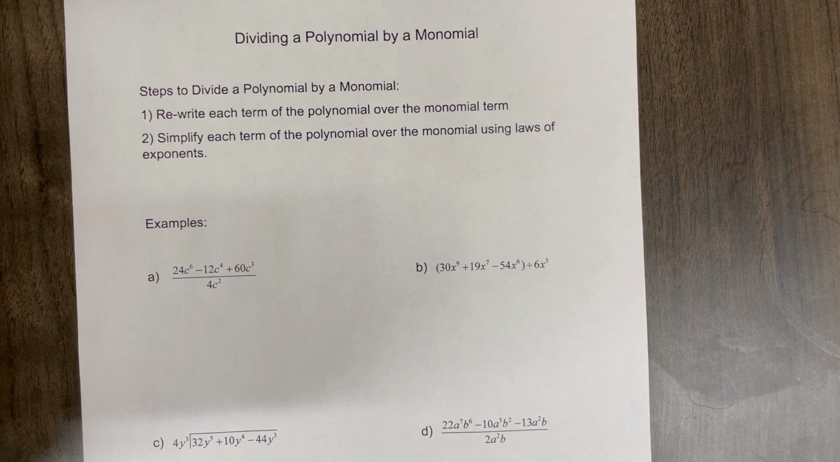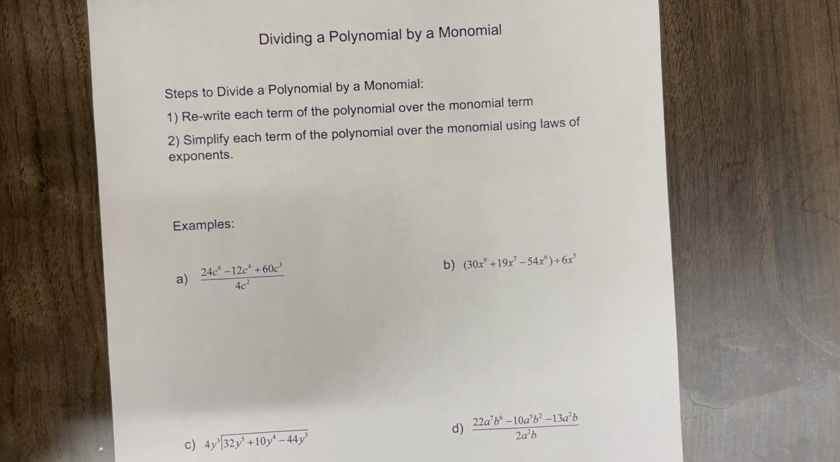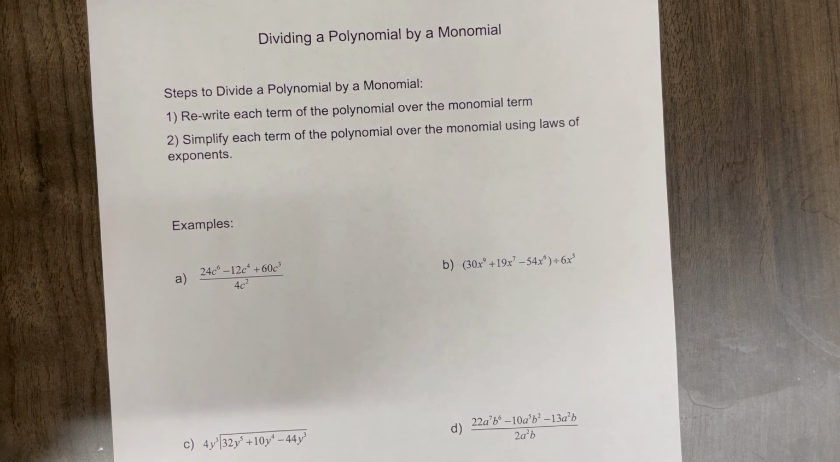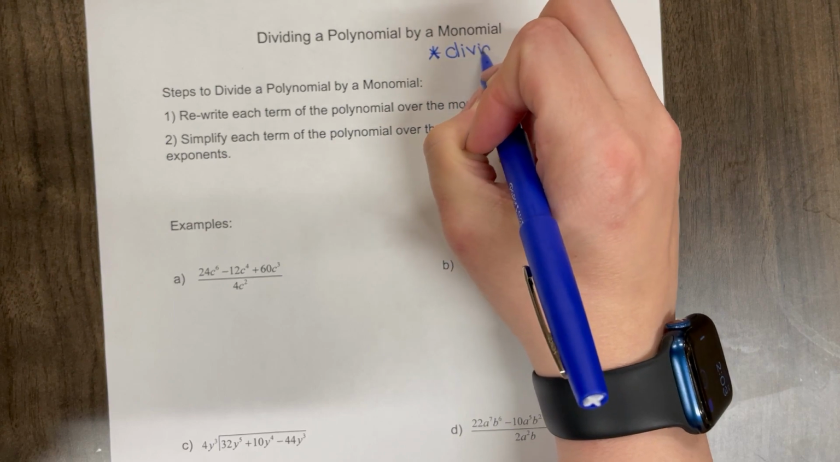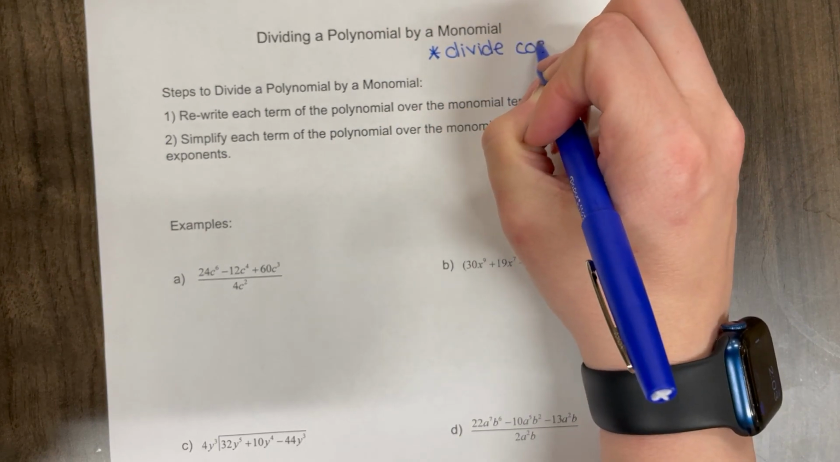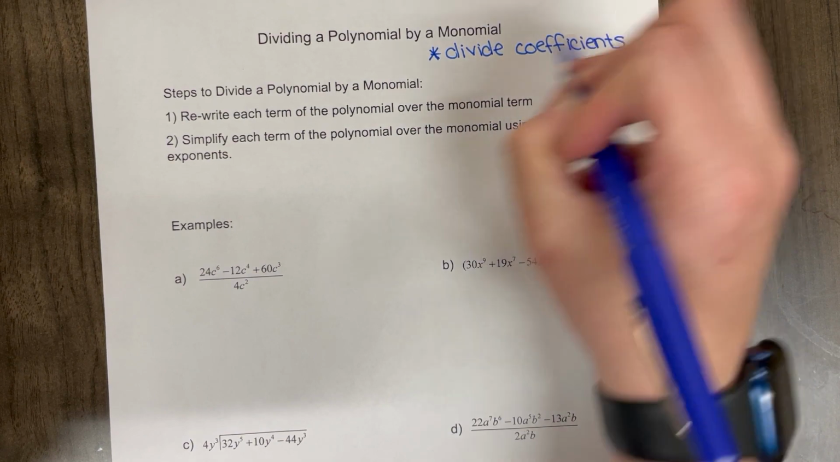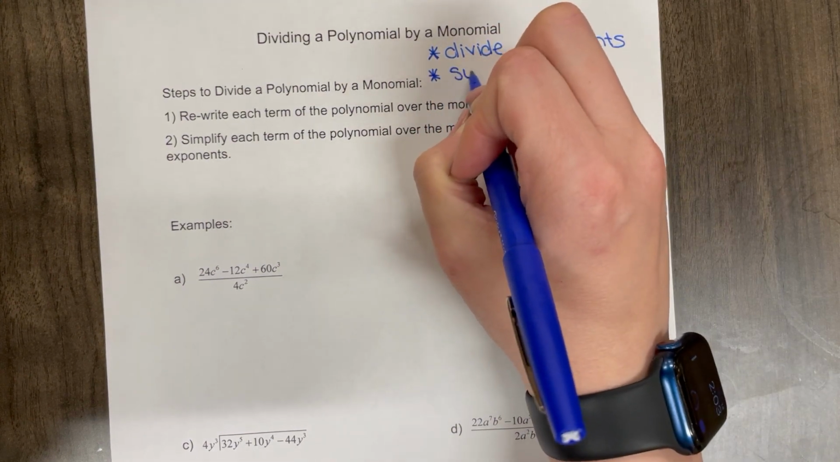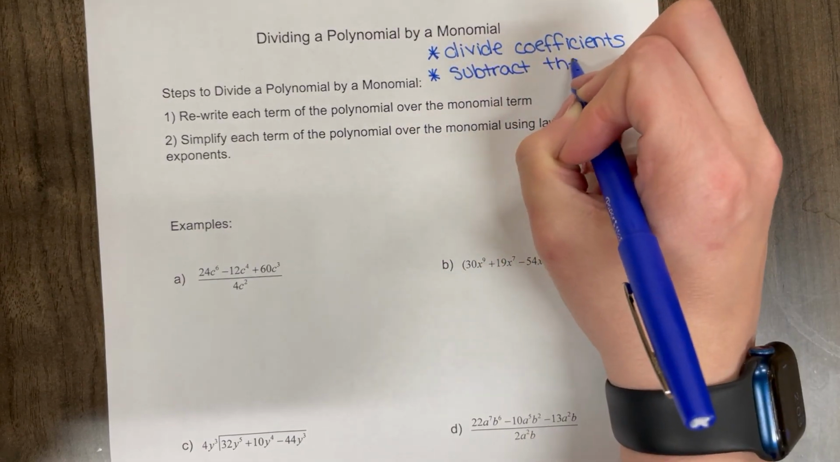Hi students, today we are going to be looking at dividing a polynomial by a monomial. When we are dividing a polynomial by a monomial, we're really just going to use the exact same rules of division. Just as a reminder, our division rules say that we divide the coefficients, which are the big numbers in front, and we subtract the exponents.